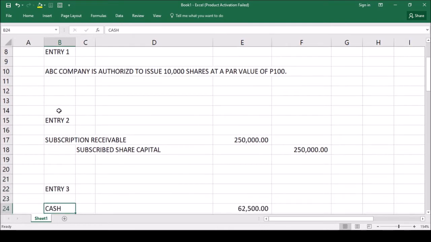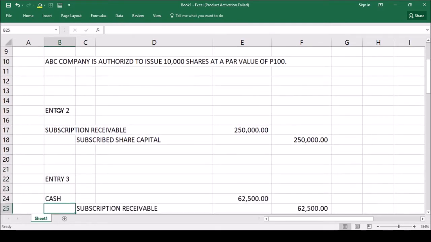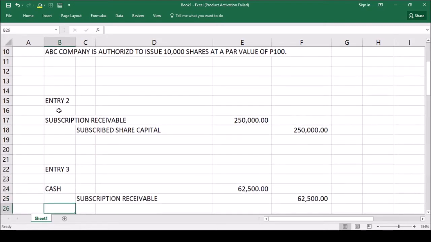And then the third entry is that at least 25% of the subscription receivable or subscribed share capital subscribed by the ordinary share shall be paid. So, we prepare an entry that is equivalent to 25%, because at least 25%, no? Okay? Of the subscribed share capital by the incorporator shall be paid.